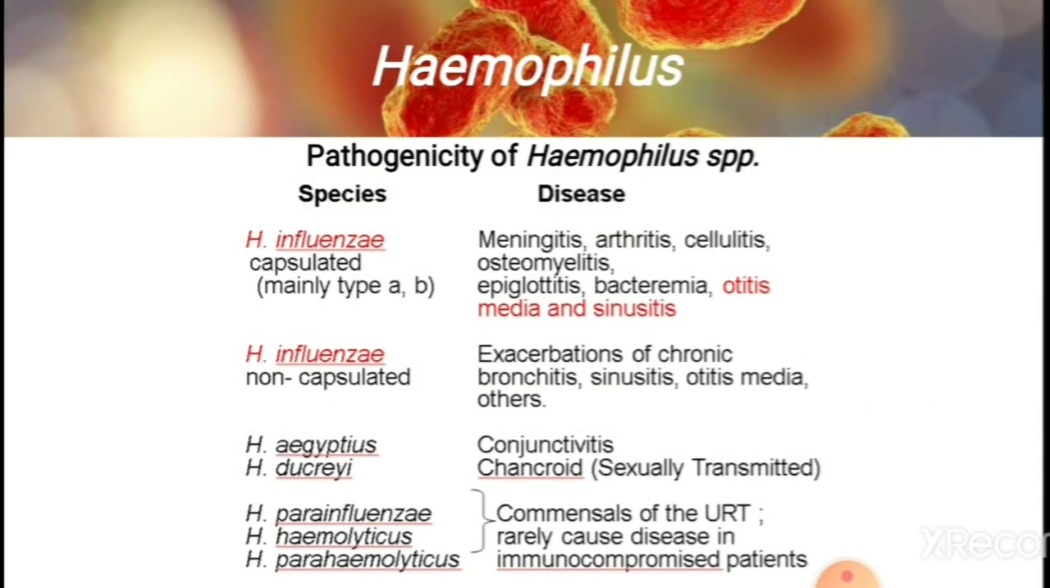This also shows the pathogenicity of the various Haemophilus species. On the left column, we have the various species, and on the right column, it shows the disease association of these organisms. So please familiarize also with this one.